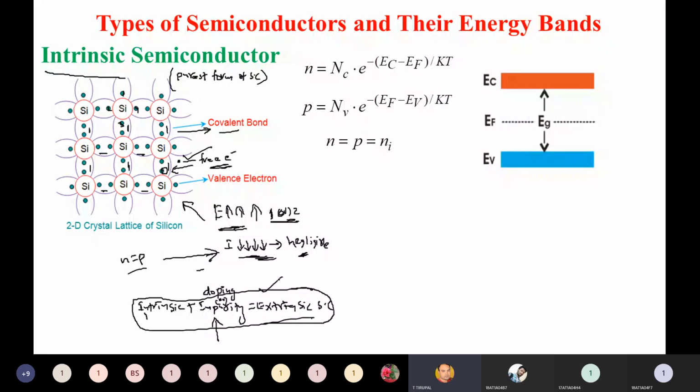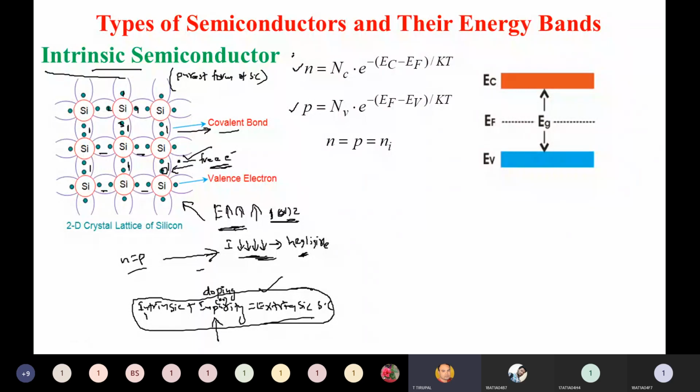So what will happen when it becomes an extrinsic semiconductor? Before that, in an intrinsic semiconductor, where does the Fermi level lie? This is an important point from a competitive exams point of view. In an extrinsic semiconductor, where does the Fermi energy level lie? As you know, we have a formula for the concentration of electrons and a formula for the concentration of holes. Please remember this.